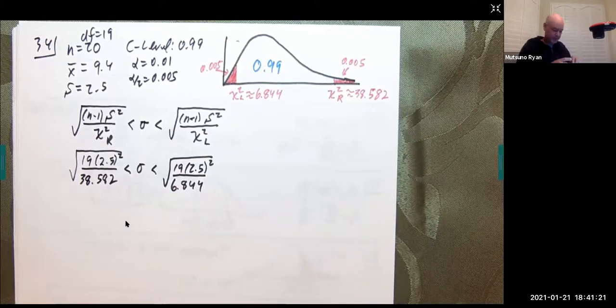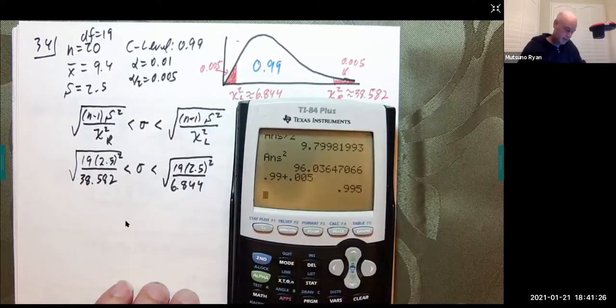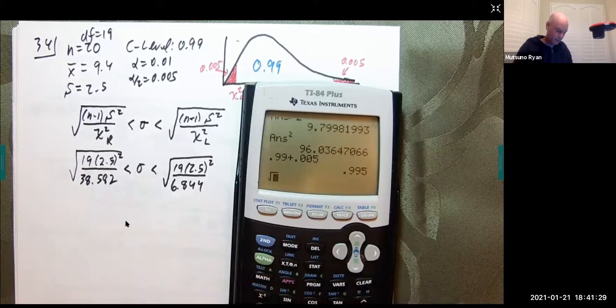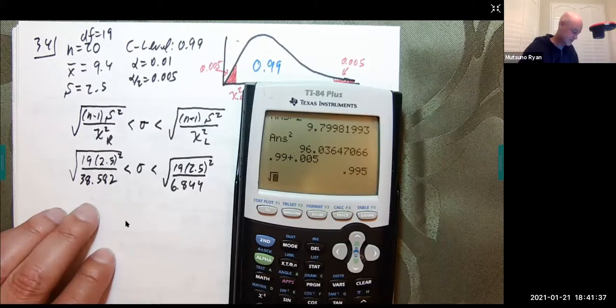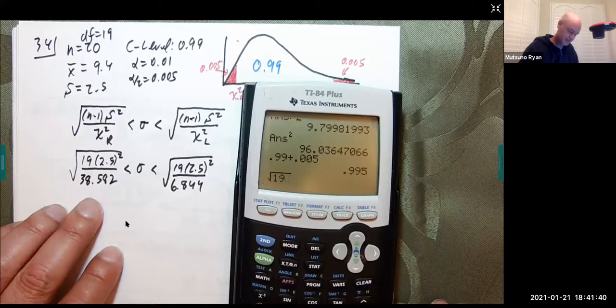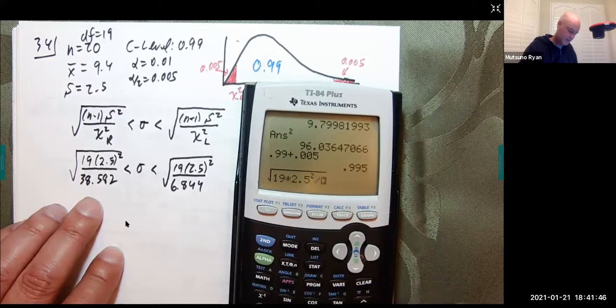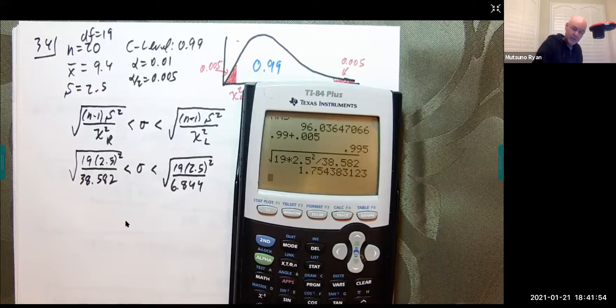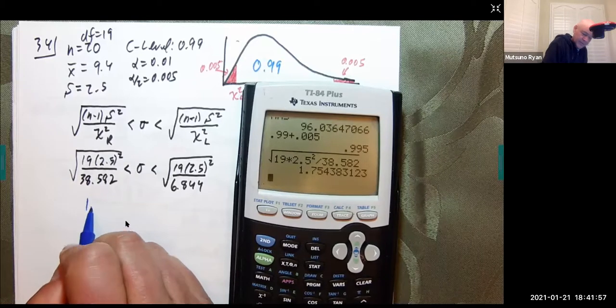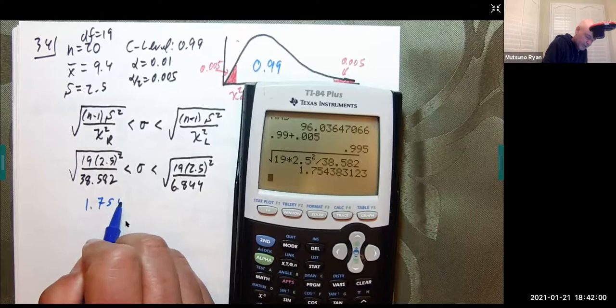And now we're going to get our decimal approximation. Now, again, I can use my radicals for all of it. You may need to compartmentalize them with parentheses. So 19 times 2.5 squared divided by 38.582. We'll say 1.754.